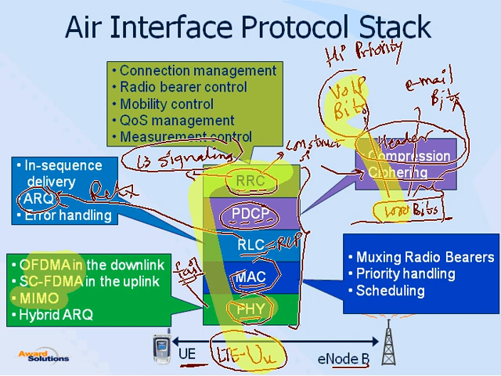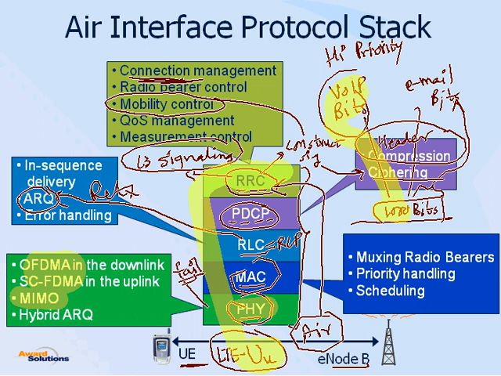For example, if we want to do handover, so to control the mobility, the RRC layer will construct a handover command type signaling message. It will help you set up the connection, tear down the connection. So again, signaling messages are constructed by the RRC layer. So from the air interface perspective, the signaling is taken care of by the RRC layer.